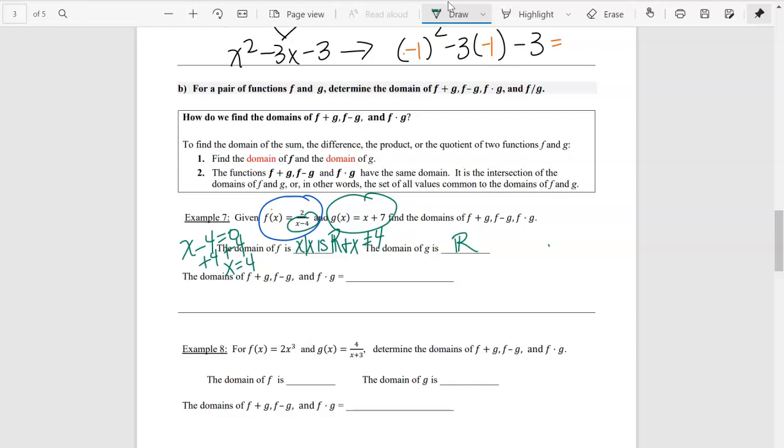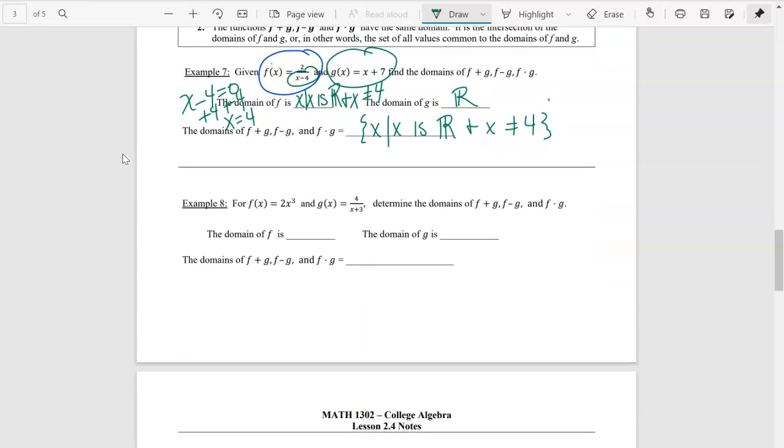So when we're looking at addition and subtraction and multiplication, if it's a problem for one of these, it's going to be a problem for both. So you want to go with the most restrictive: the domain of f is all x's such that x is a real number and x is not equal to 4.